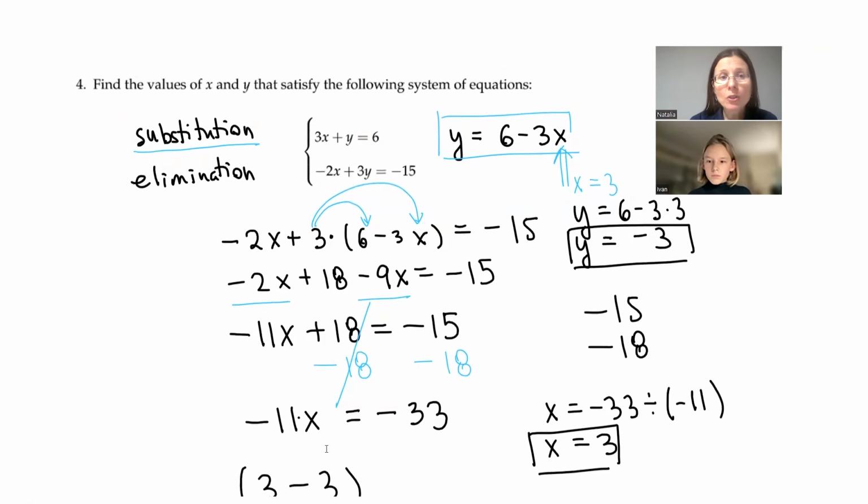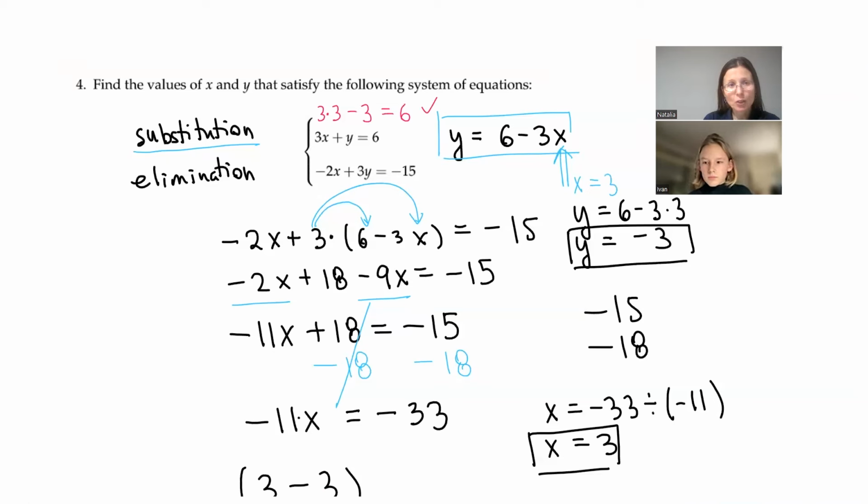We can also check that it in fact works by plugging in both values into the first and then second equation and confirming that both of them will be true. Let's do it quickly. So 3 times 3, because x is 3, minus 3 for y equals 6. Is that true? Yes, because that would be 9 minus 3, which is indeed 6.